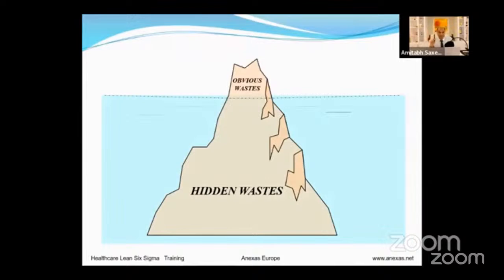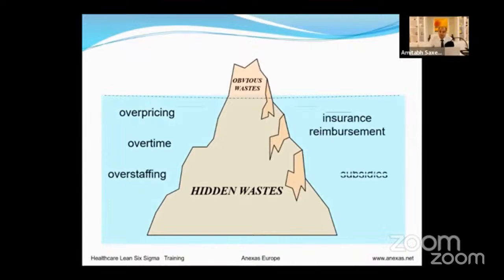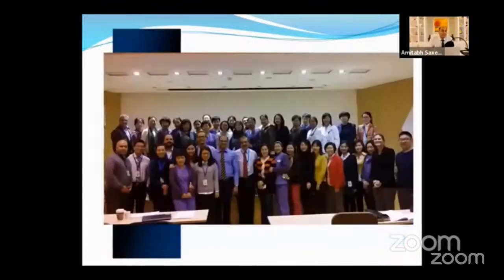What is more important is that you should be able to improve your processes. And your bosses will be impressed only if you save the money. And you will be able to save the money once you do the projects. So some of the wastes are obvious, but some of the wastes are not obvious, like overpricing, overtime, overstaffing. These are all hidden wastes.